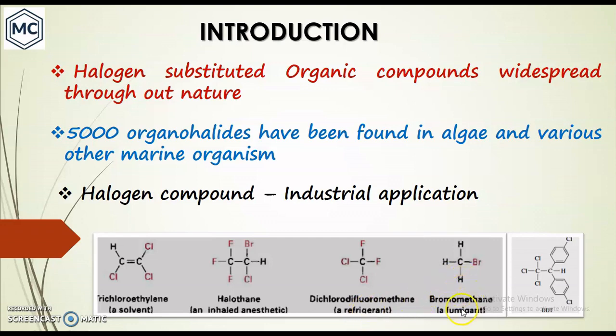Bromomethane can be used as a fumigant, and many halides are widely used in pesticide applications. One example is DDT. DDT is dichlorodiphenyltrichloroethane.